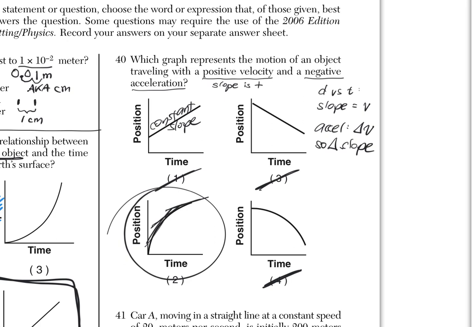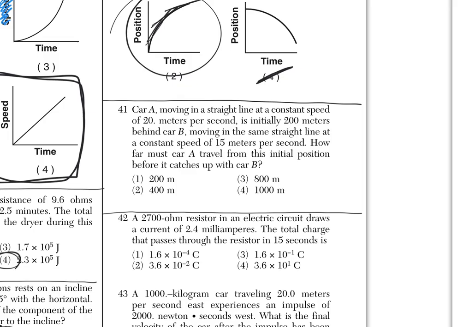But you didn't really need to know that level in order to answer the question. Just know that acceleration is changing velocity. Velocity is slope of position versus time. So if there is an acceleration, the slope will change, hence a curve. And it's not the choice 4 curve, because choice 4 has a negative slope.